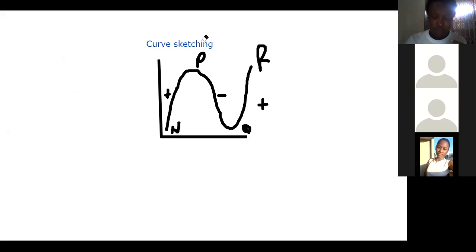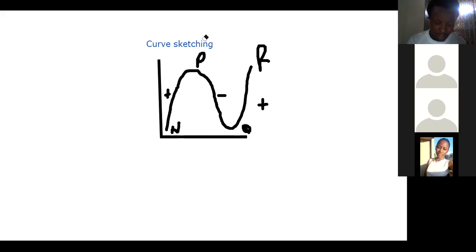We first have to find the stationary points, following the procedure described above. So we already know how to find the turning point. Then from there, we determine the nature of the turning points. Are the turning points maximum or minimum values? Then we determine the intercepts on the axes. When we are talking about the y-intercept, we put x equal to 0. When we are talking about the x-intercept, we put y equal to 0. So let's quickly do one, and we are done with curve sketching.